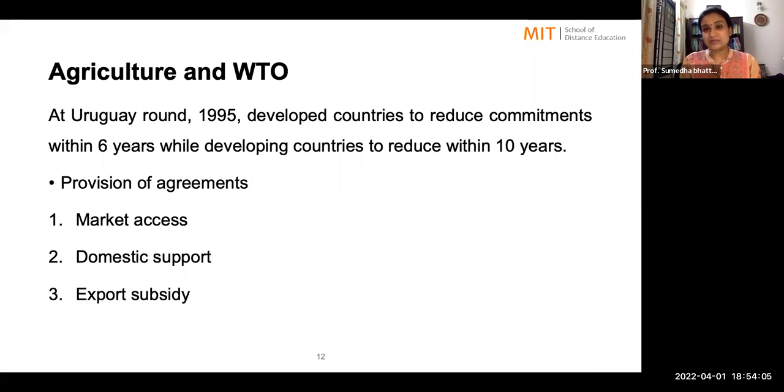And last is export subsidy. Export subsidy, as I said, is when the government covers the cost of production so that the producer is able to sell in the international market at a lower price. So the WTO wants that such export subsidies should be reduced by the developed as well as developing nations, so that it is the market forces at play and not government interference which is working in the international market.